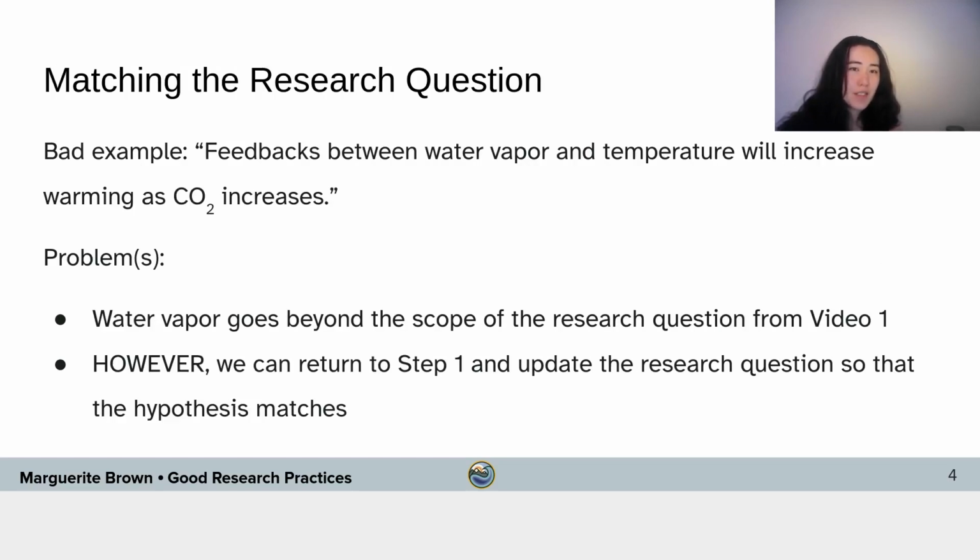Next, we'll talk about matching the research question. As an example, let's consider the hypothesis: feedbacks between water vapor and temperature will increase warming as carbon dioxide increases. What are the problems with this? Water vapor goes beyond the scope of the research question defined in video 1. As a result, we should not have a hypothesis that includes it. However, we can return to step 1 and update the research question so that the hypothesis matches. And in that case, this hypothesis is actually okay. It could be a good hypothesis.